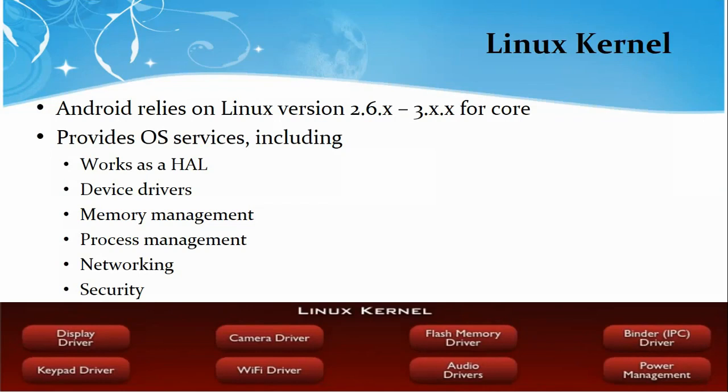The Linux kernel will provide you the operating system services. What do you mean by operating system services? The basic ones which are displayed. I've just put a few things there. Starting with HAL, I think most of you already know, the hardware abstraction layer. What do you mean by that? It hides the complexity of using hardware.